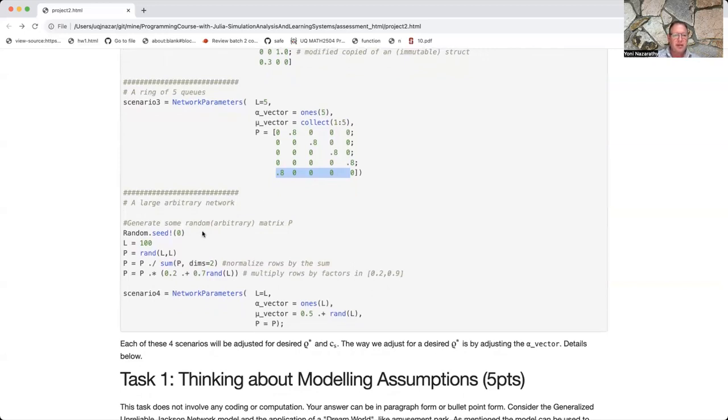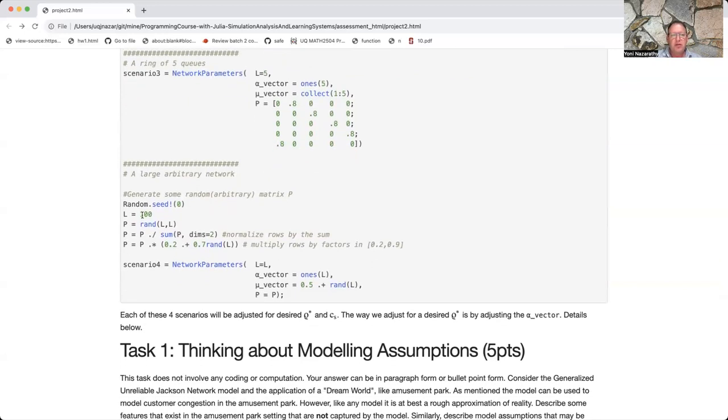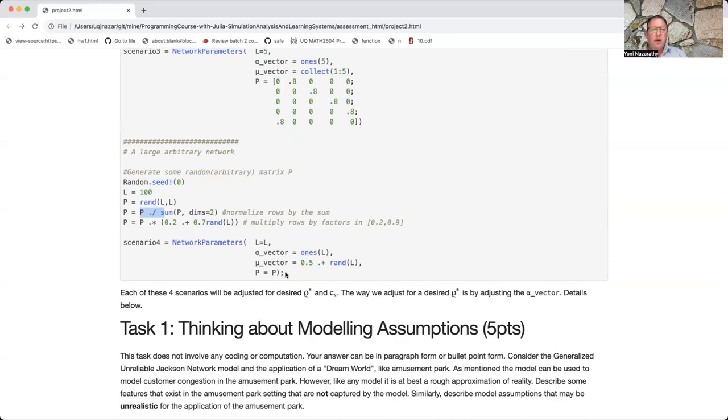And here's some crazy network. Well, not crazy, but there's 100 nodes here. It's kind of a large arbitrary network, so good to test on this one too. If you keep the same seed, you get the same network all the time. So there's 100 nodes, and here we're just constructing the substochastic matrix. Okay.